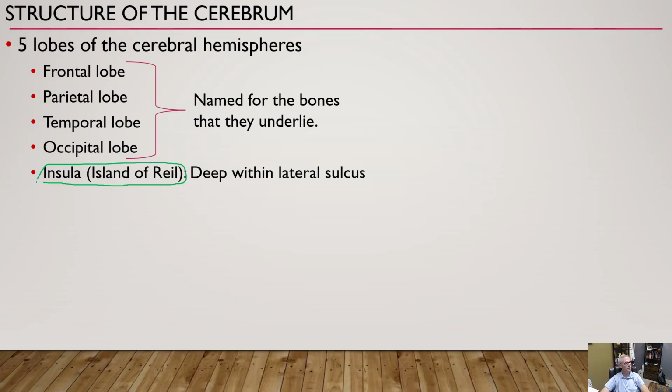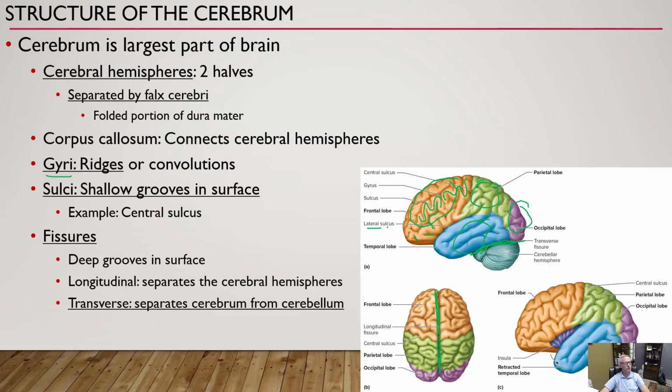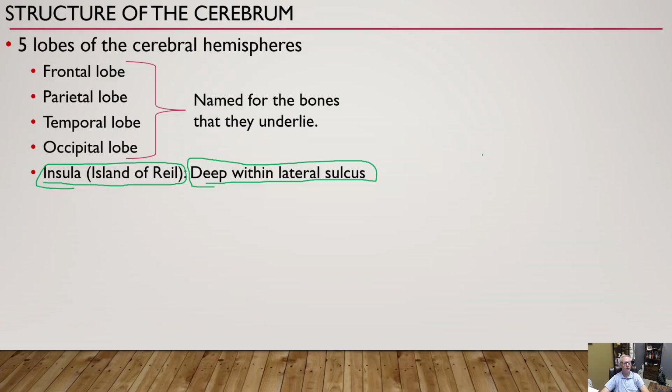It's called the insula or Isle of Reil. It's kind of buried deep within this lateral sulcus. Lateral sulcus is this, remember a sulcus is a shallow groove. So it's buried deep underneath here. We won't touch on the Isle of Reil too much. We will a little bit later on.